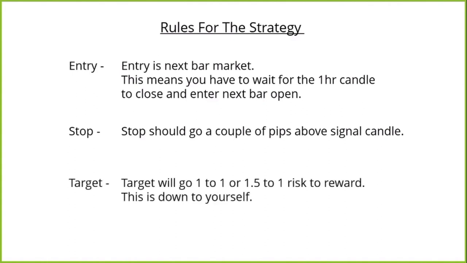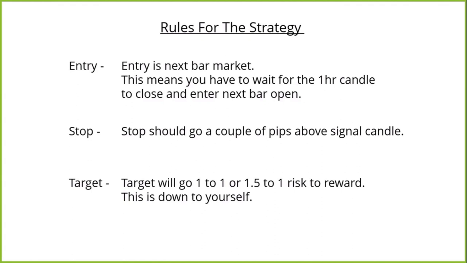Targets. A target is the level where you obviously want to come out at a profit. Targets will go 1-to-1 or 1.5-to-1 risk to reward. I trade on a percentage basis, so let me talk to you in percentages, that might be easier. I risk 1% per trade. If I'm risking 1% on my stop, my target should be the equivalent of 1-to-1, which will give me a 1% return. Or I can go for 1.5, which means if I'm risking 1%, I can make a 1.5% return on the trade.